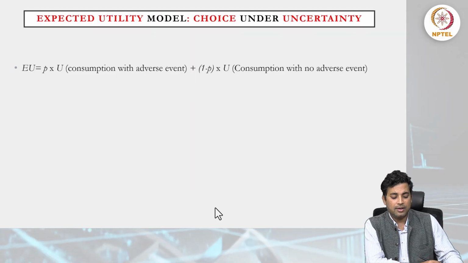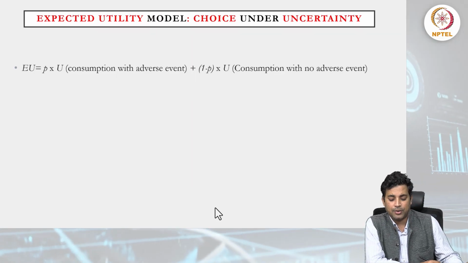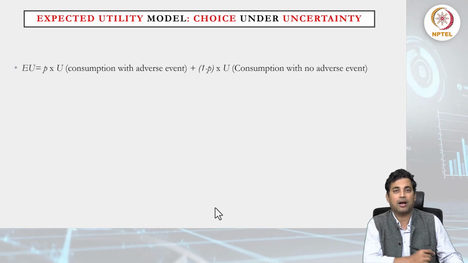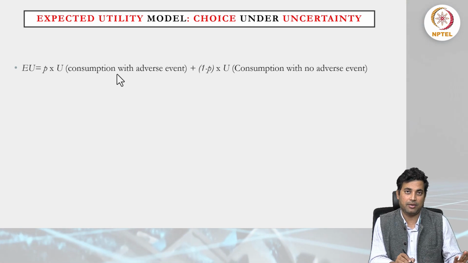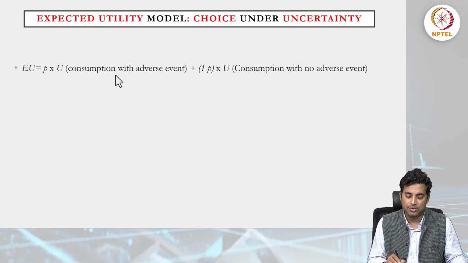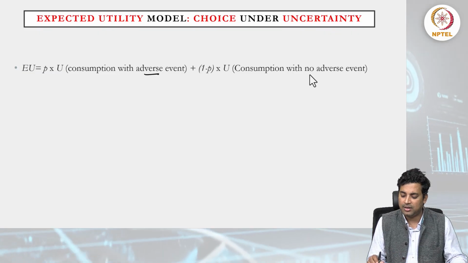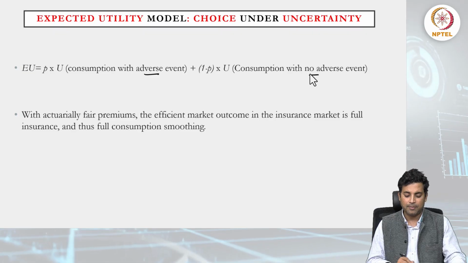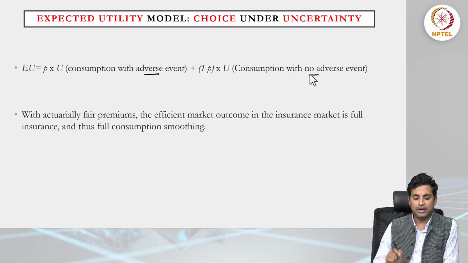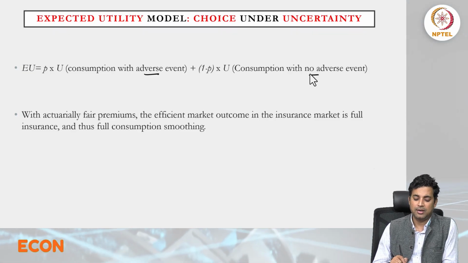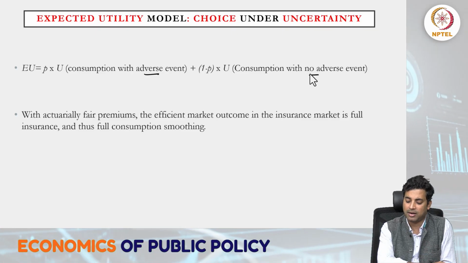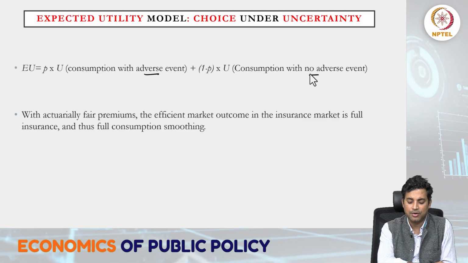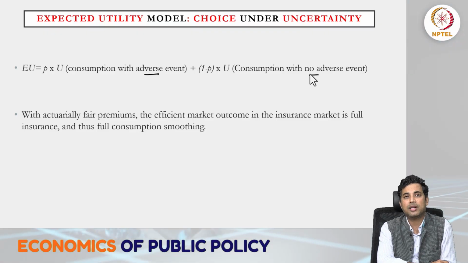To go further, in short, this is how we write it. The detailing we did in our previous slide, where we defined the adverse event and the no adverse event. With actuarially fair premiums, the efficient market outcome is that the insurance market provides full insurance and thus full consumption smoothing. That is very important.